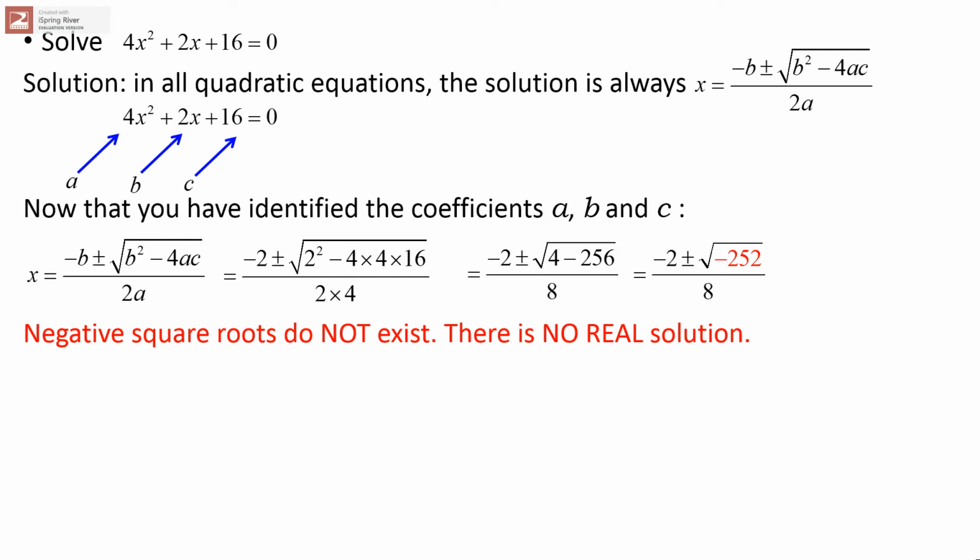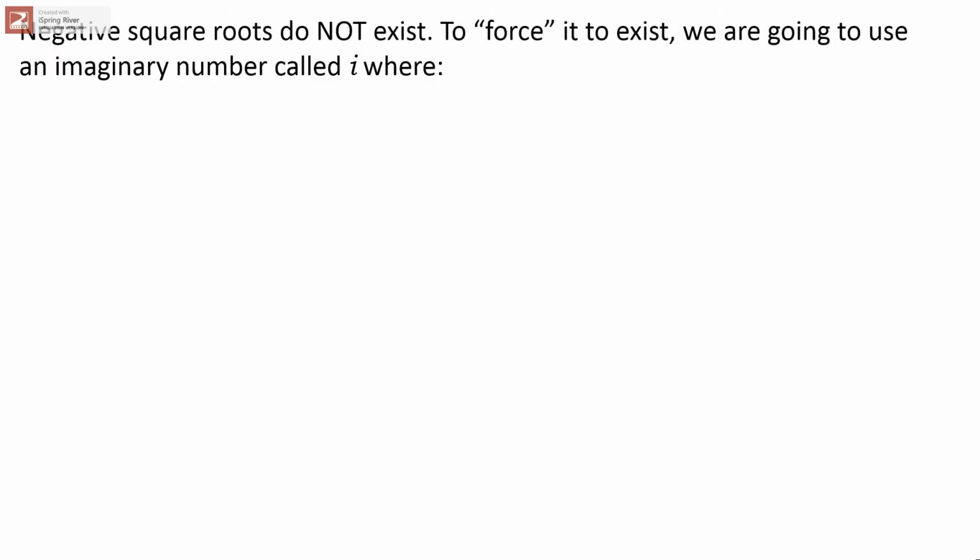At this point, we see that we have a negative value inside of the square root, which is impossible. So we cannot continue solving this equation with real numbers. We are going to use an imaginary number which will force a solution to exist. That imaginary number is called i, where i squared equals negative 1. Nobody knows what i is. We only know that i squared equals negative 1.